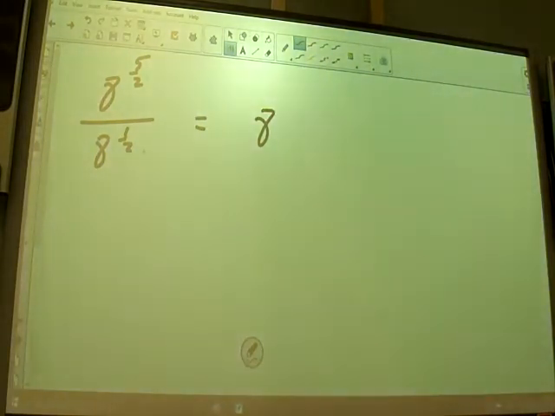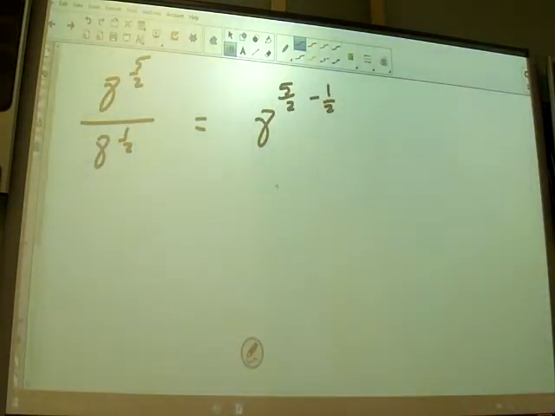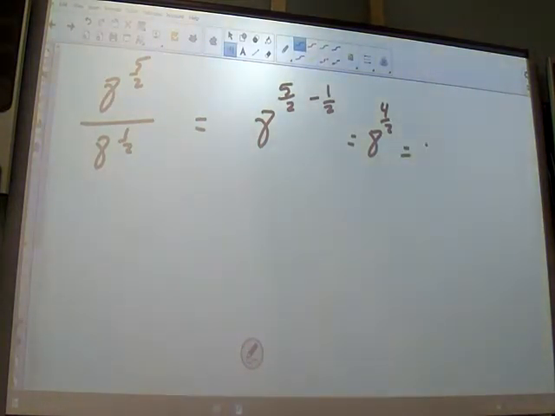Then what do we do with those exponents on division? Subtract. Multiplying, you add your exponents, so division is just the opposite. You subtract your exponents. Would it be 4 over 2? Okay, so that gets me 8 to the 4 over 2, which is 8 to the 2, which is 64.